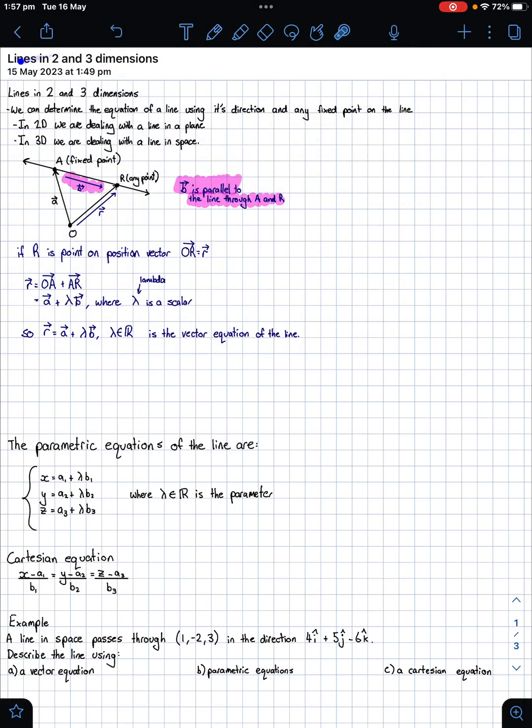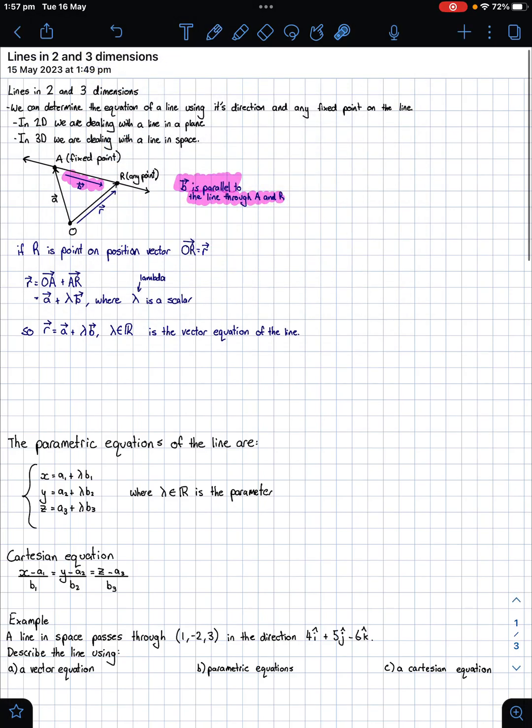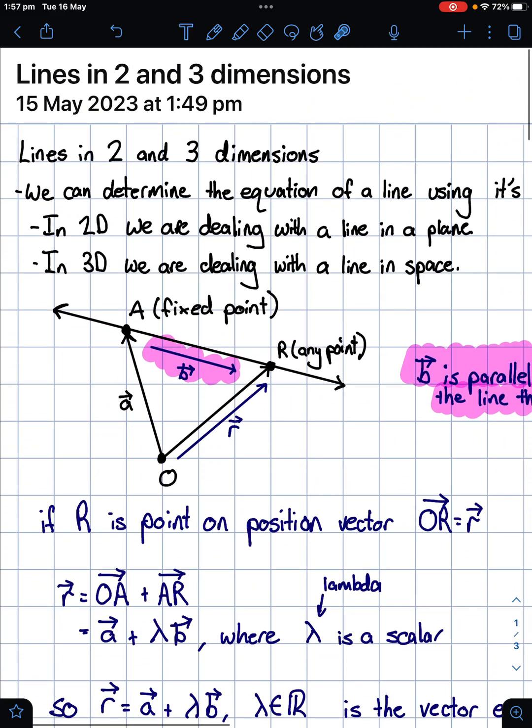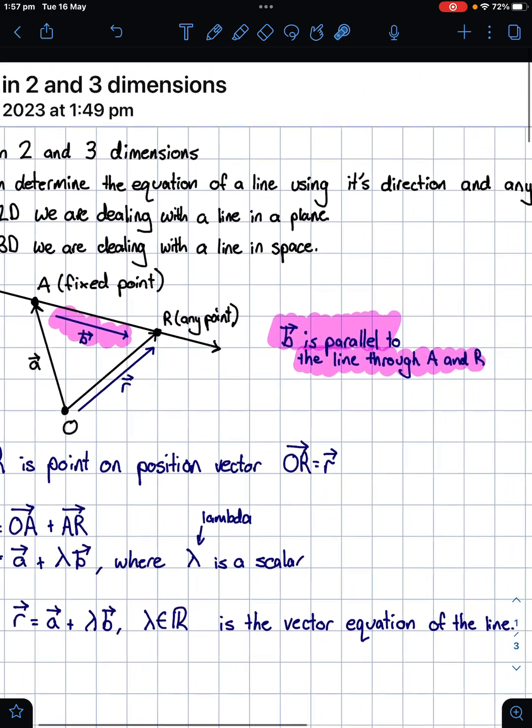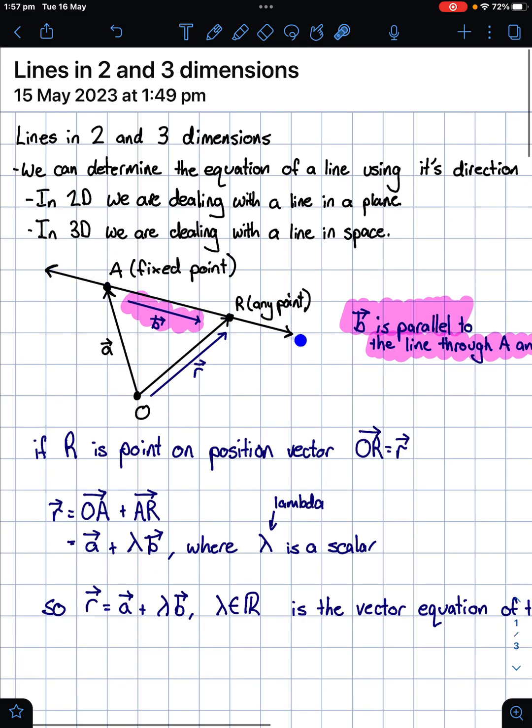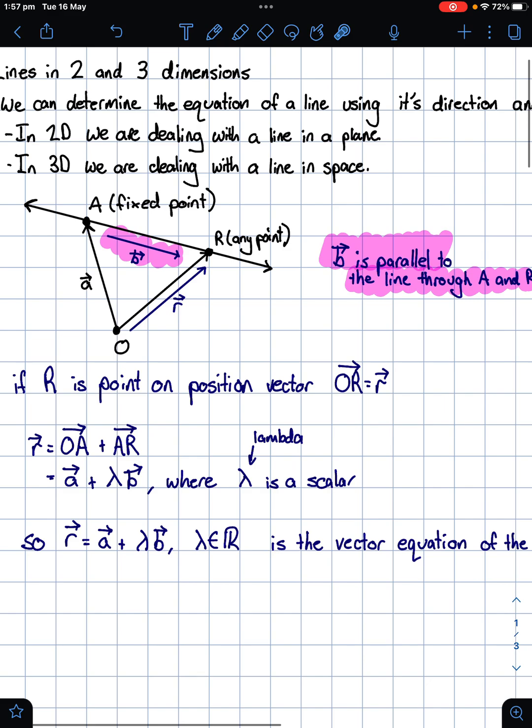So we're jumping into lines in 2 and 3 dimensions. This is a bit of a new one, but we're going to look at our vector operation. If we're considering that we wanted a line of some kind here, what we do in this space is find a fixed point on this line, and then come up with a vector that goes in the direction of this line.